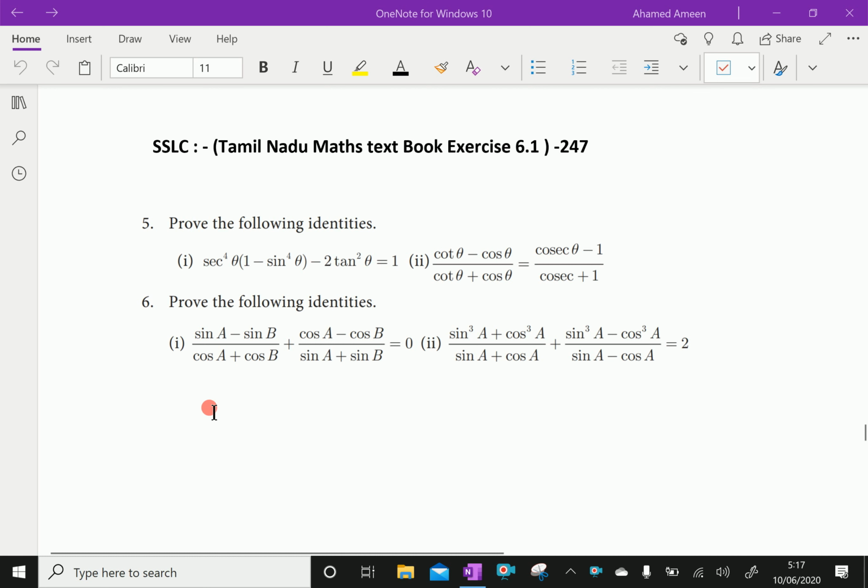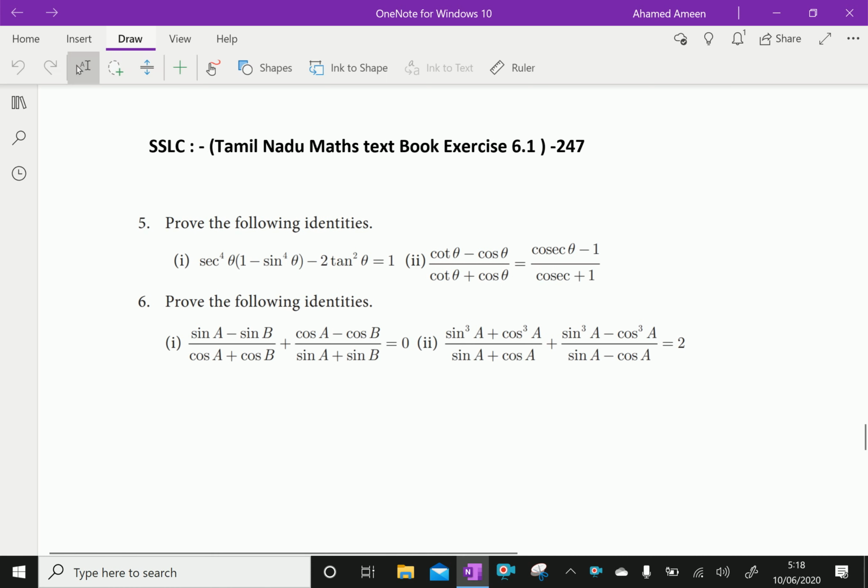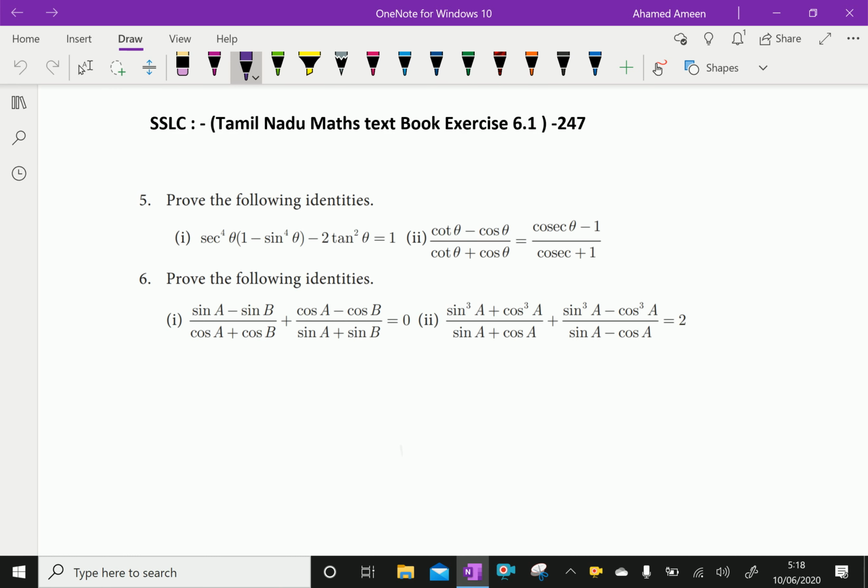Prove the following identities: (sin A minus sin B) over (cos A plus cos B) plus (cos A minus cos B) over (sin A plus sin B) equals 0. Now, let us write the identity first.